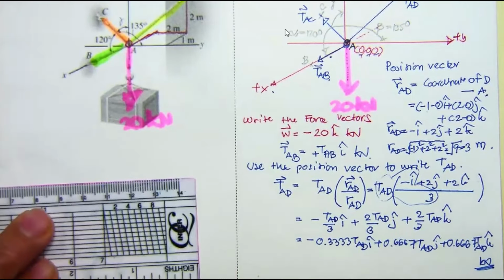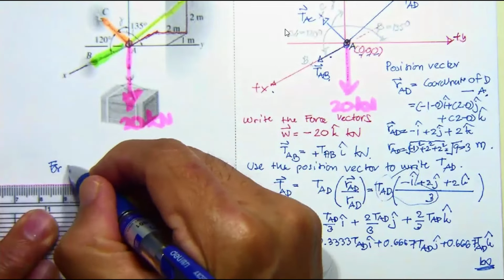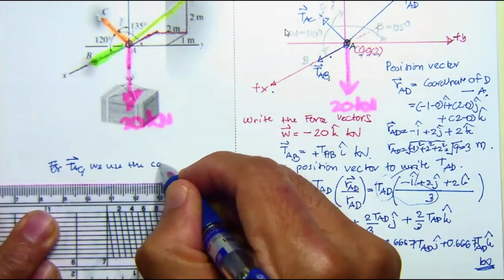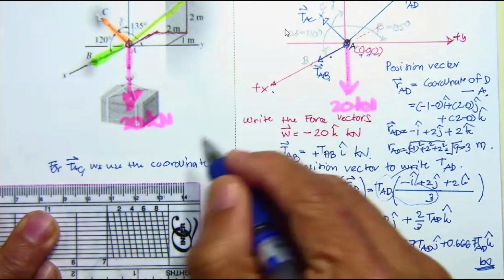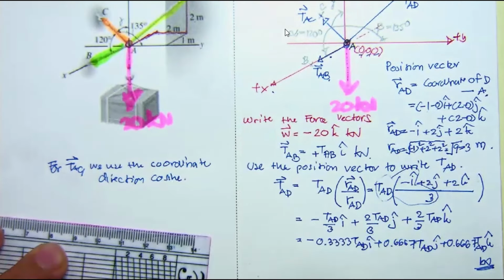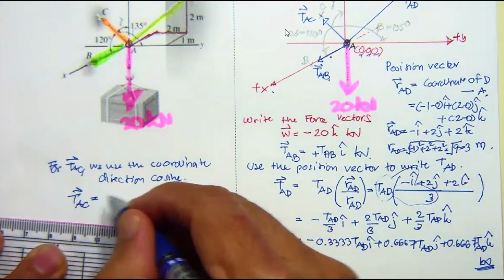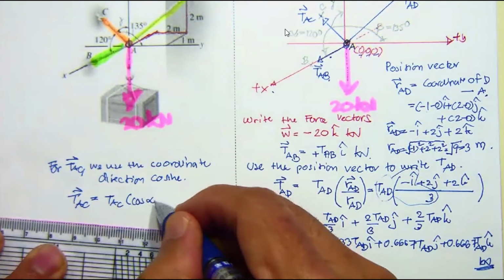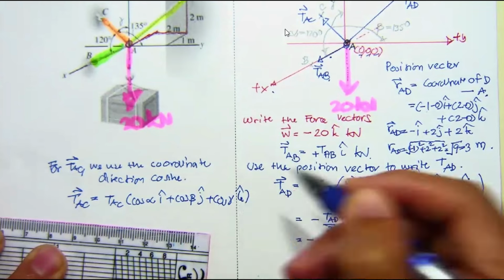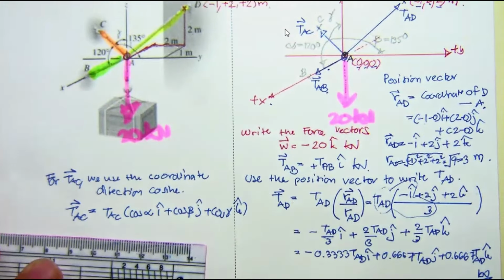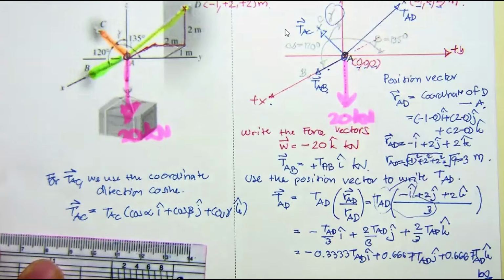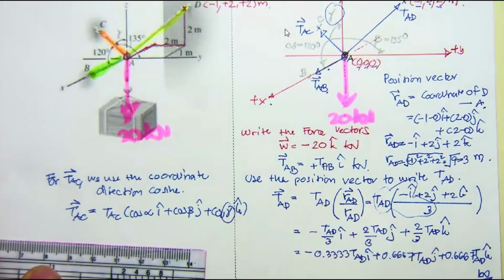Then we go to T sub AC. For T sub AC, we use the coordinate direction cosine. The T sub AC vector is going to be T sub AC cos alpha i plus cos beta j plus cos gamma k. Now we have alpha, we have beta, but we don't have gamma.